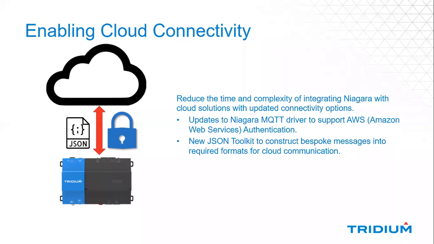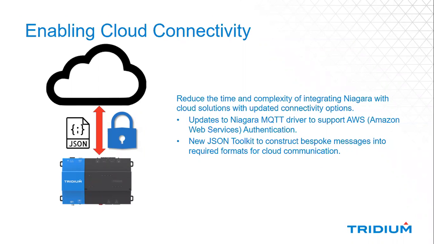Enabling cloud connectivity. So like I mentioned before, Niagara is all about connectivity, right? In this case, we've made in 4.9 some feature updates to our MQTT driver, and we're also pushing our new JSON toolkit with 4.9. So MQTT and JSON have really become the IoT standard out there for connecting systems that are in the cloud or even locally to local databases, whatever that might be. Those have really emerged as the front runners there. MQTT is the transport mechanism, so how you actually communicate with that third-party system, and JSON is the payload of information that you want to send to that third party.